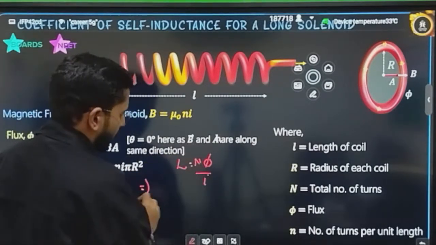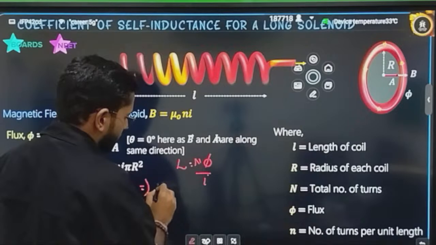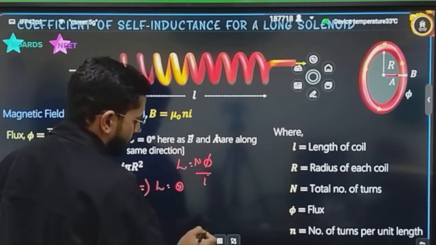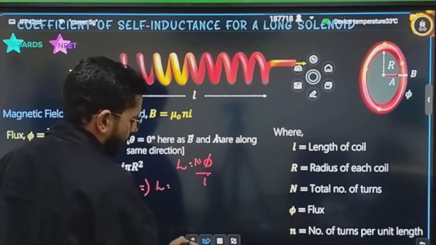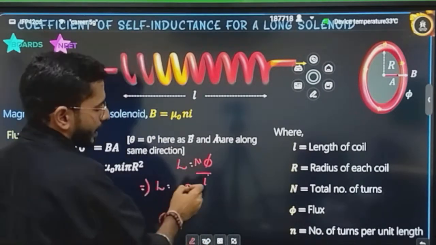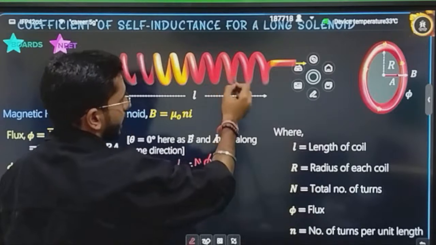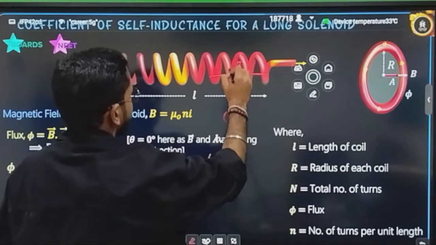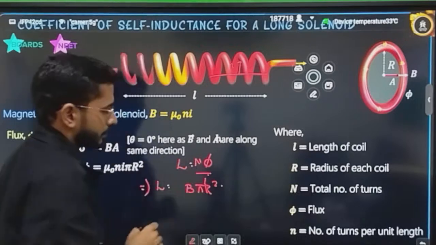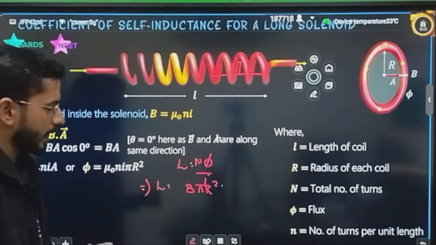Okay. So if I am writing, what can I write for flux? Flux can be written as B, that is magnetic field, into area. Area, how will you be writing? What will be the area? The radius is given as r. That means the area you can write as pi r square.